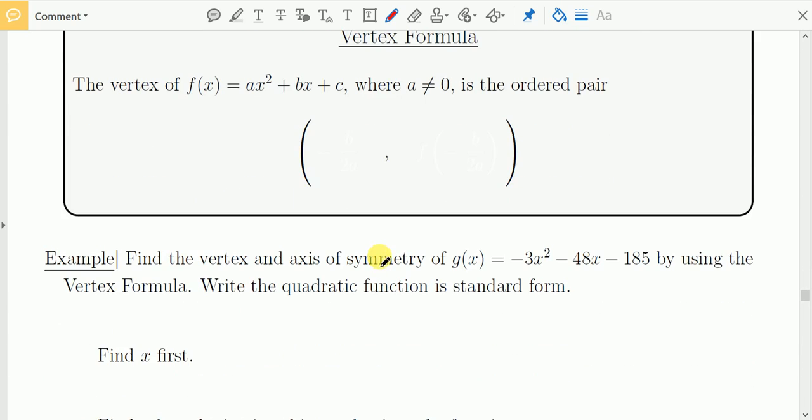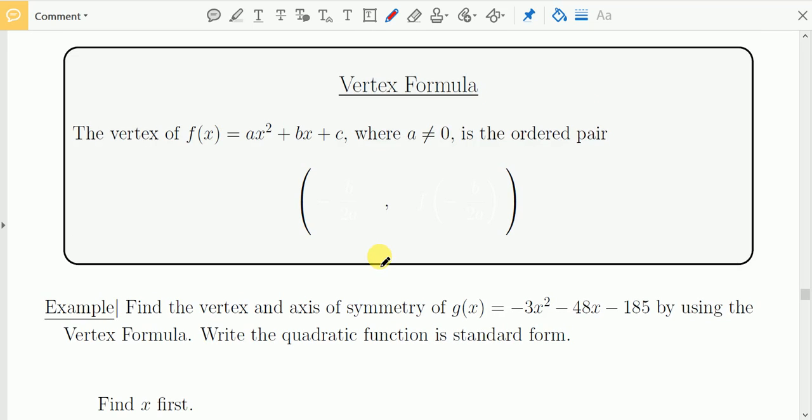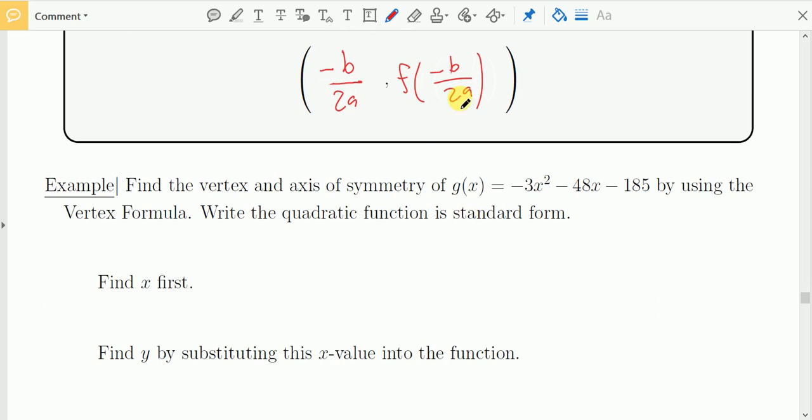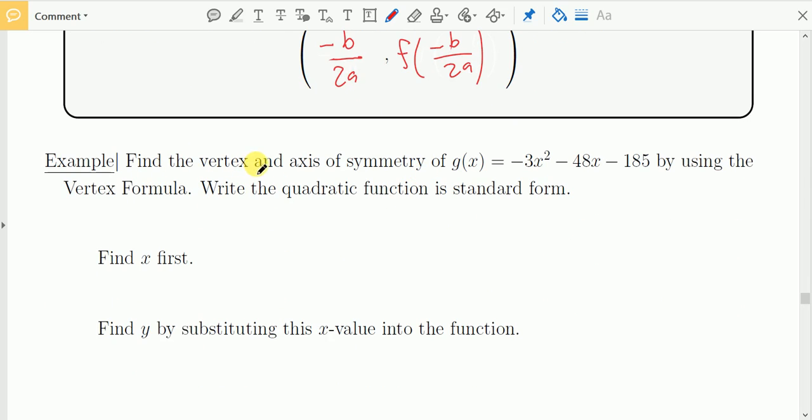Okay, the vertex formula. Now, there's an easier way to find the vertex. You don't have to convert the equation to the standard form. If you are given the quadratic equation, then you can find the vertex by using the x coordinate of minus b over 2a, and y is just f of that minus b over 2a. Now this is easy, right? So we are trying to find the vertex and the axis of symmetry for this function by using the vertex formula.